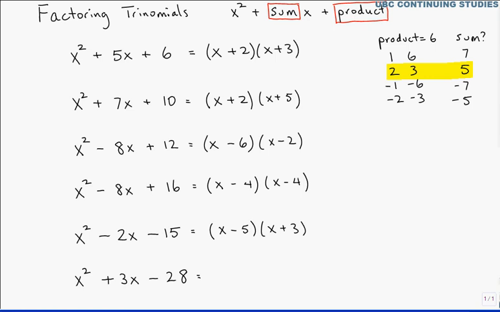So again, here we have a negative product. One's going to be negative, one's going to be positive. This time the sum is positive though. So go through the list, 1 and 28, 2 and 14, 7 and 4. It's obviously 7 and 4, and get the signs right. So it's x plus 7 and x minus 4. That gives you the right product, negative 28, and the right sum, positive 3. This gets a lot easier with practice.